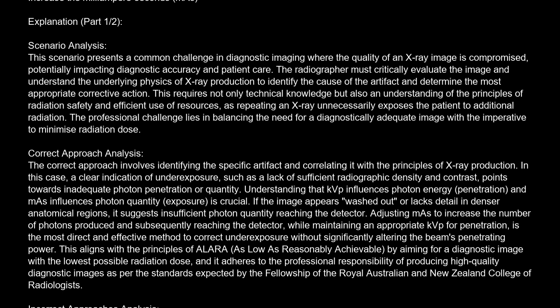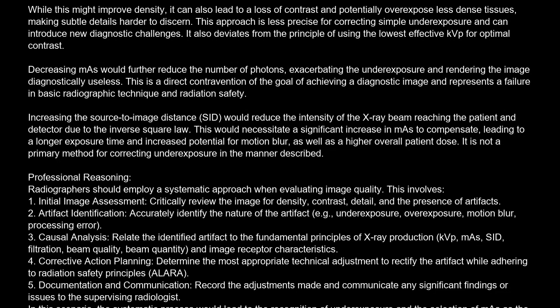Incorrect approaches analysis. Increasing kVp significantly without a corresponding adjustment to mAs would increase the penetrating power of the X-ray beam. While this might improve density, it can also lead to a loss of contrast and potentially overexpose less dense tissues, making subtle details harder to discern. This approach is less precise for correcting simple underexposure and can introduce new diagnostic challenges. It also deviates from the principle of using the lowest effective kVp for optimal contrast.